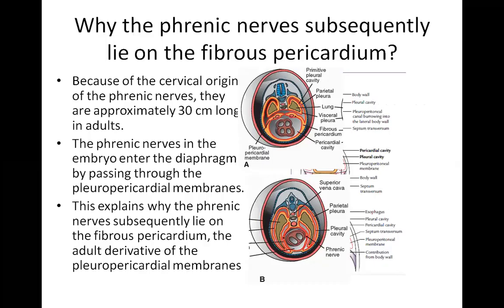So why do the phrenic nerves subsequently lie in the fibrous pericardium? Why is the phrenic nerve present in the fibrous pericardium? Now, because of the cervical origin of the phrenic nerve, they are approximately 30 centimeters long.